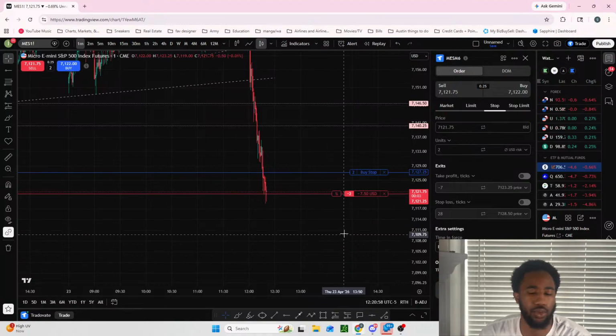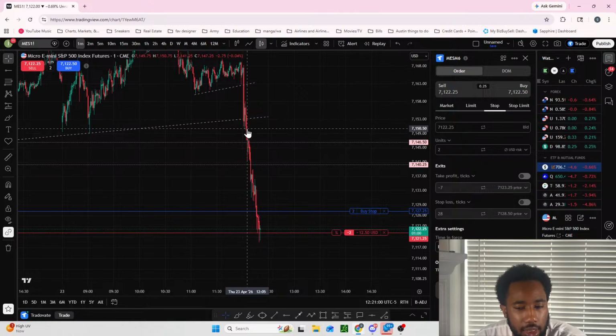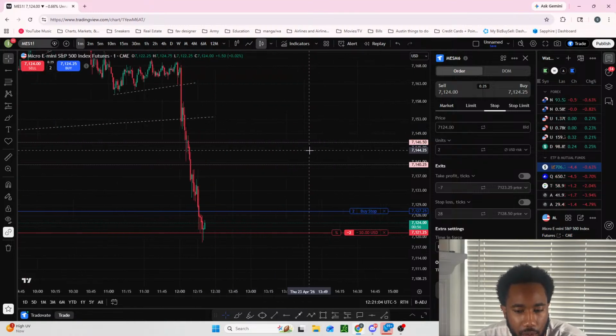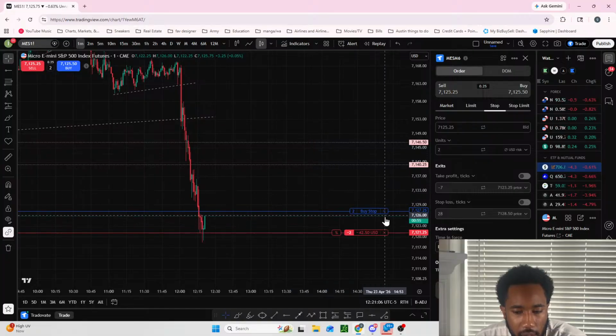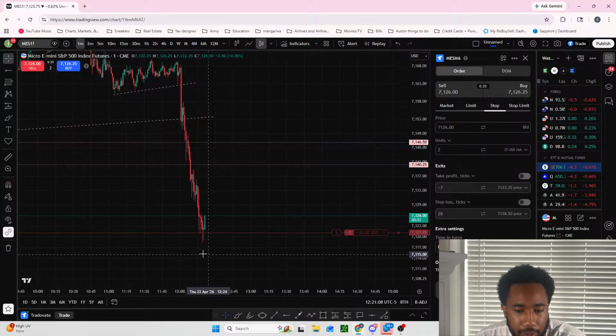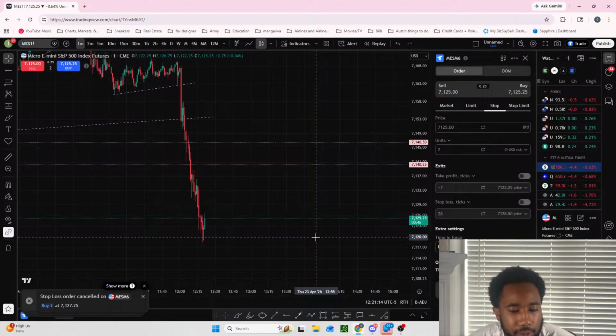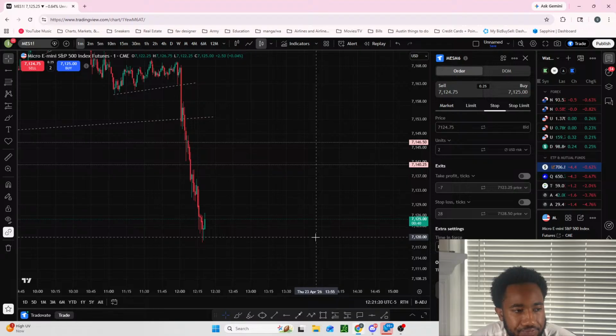I didn't trade this right. I feel like it's not wrong. It's just maybe I waited too long to get into the move. Oh my God. And so that's kind of frustrating. That's okay, though.